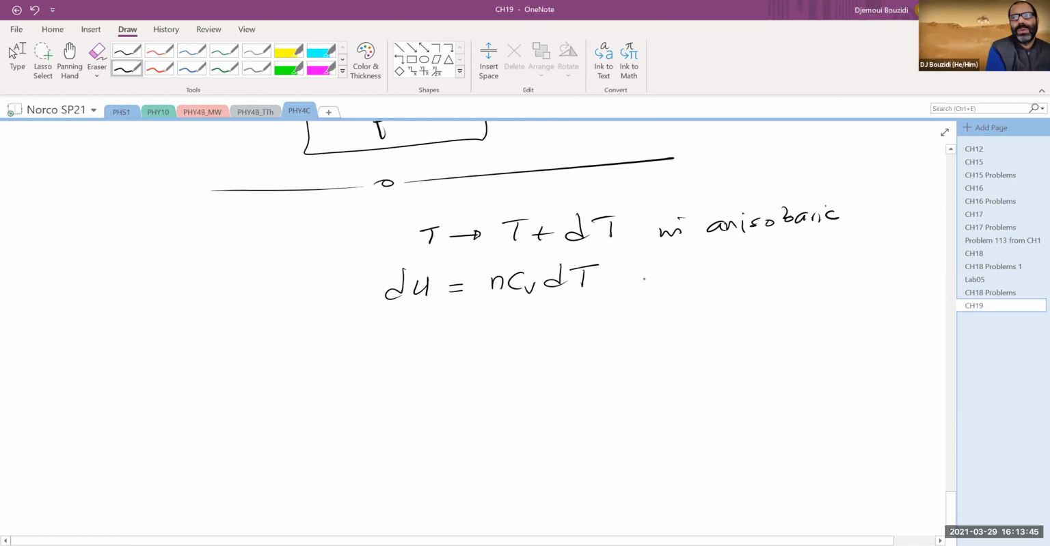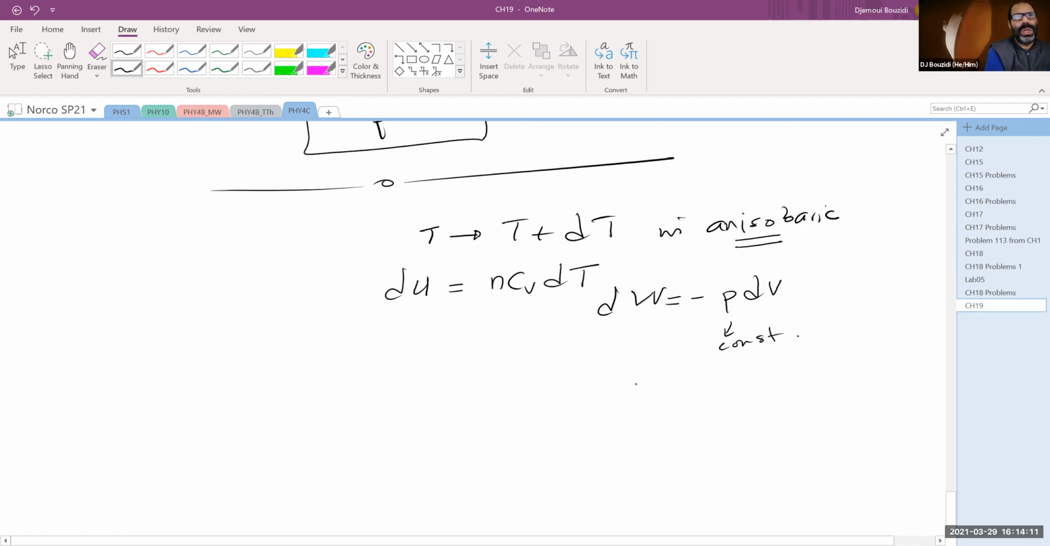This is an isobaric process. The amount of work that the gas will do in this case is the finite value only, so we're not going to integrate. It's just the amount of work done in this process, which is minus P dV. P is constant. That is, by definition, what an isobaric process is. P doesn't change.